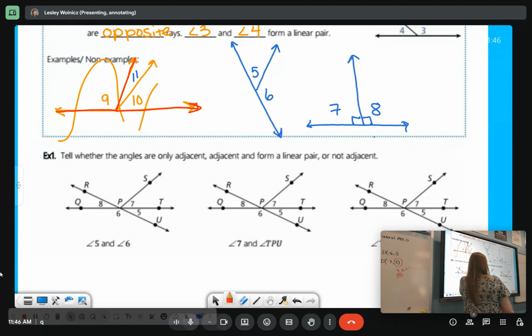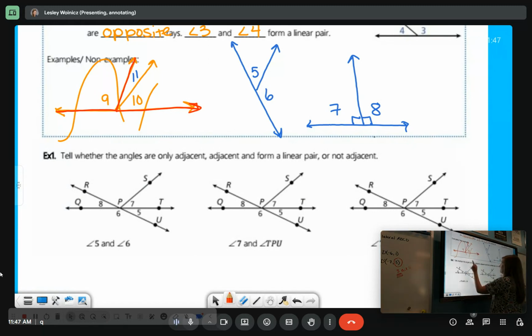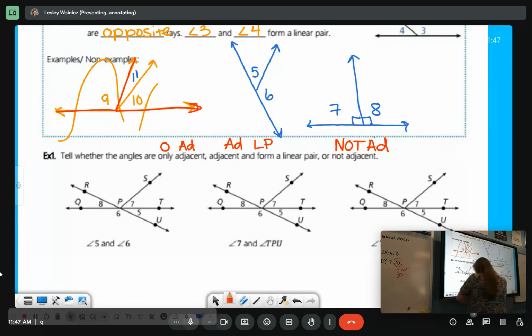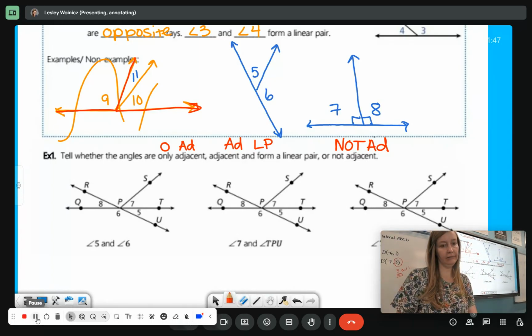All right, so we are going to tell whether the angles are only adjacent, adjacent and form a linear pair, adjacent and LP, or not adjacent. Okay, go. I want you to use your noggin.